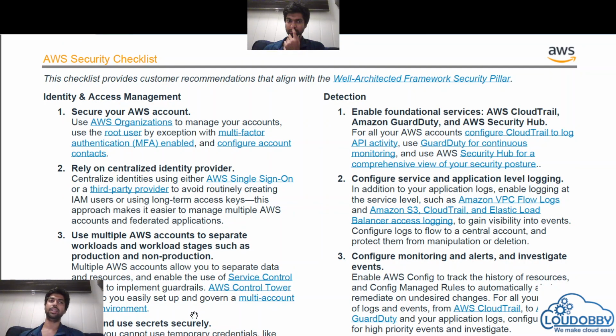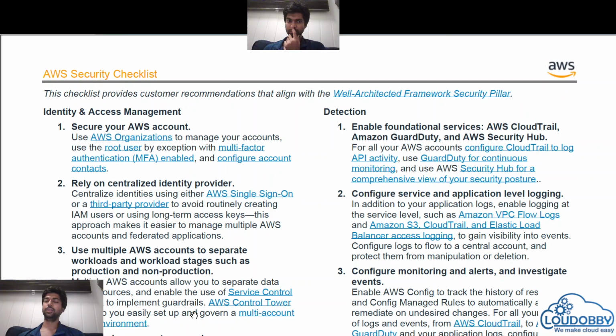How are you going to do identity and access management? Now we are moving on to detection. How are you going to detect if any security incident is happening? That is very important. What are the services that detect that? Enable the foundation services like AWS CloudTrail, AWS GuardDuty, and AWS Security Hub. I'm not going to talk in detail about these services, because AWS GuardDuty will help you with DDoS attacks, and by default it is going to monitor your infrastructure for any kind of hackers or DDoS attacks.